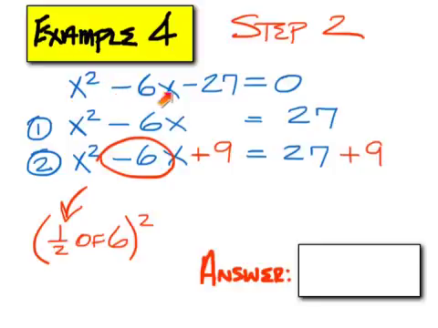Here's example 4. X squared minus 6x minus 27 equals 0. Move the minus 27 to the right and make it positive 27. That's step 1. Now go to step 2. You have a minus 6 in the middle. Don't worry about the sign. Half of 6 is 3. Square the 3 to get 9 and add it to both sides.